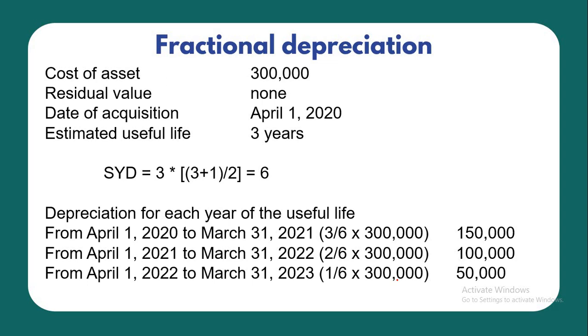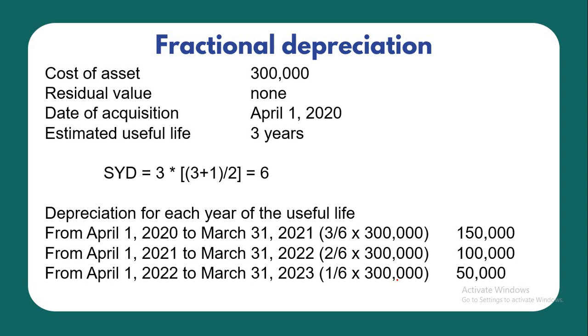Next, still SYD but with fractional depreciation. Say, for example, the asset was acquired in the middle of the year. So, it is not the usual one where it is acquired at the beginning of the year, where the depreciation starts right away. But this one, fractional depreciation, will happen if the date of acquisition happened in the middle of the year. Okay?